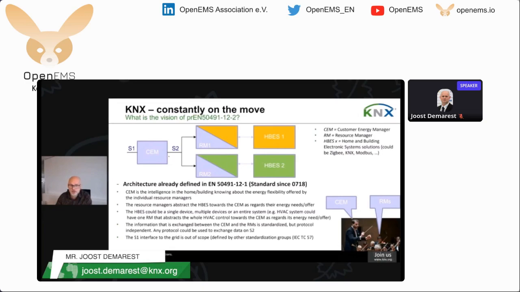The information that is exchanged between the resource managers and the CEM is standardized, but the protocol on which this information is transported is not standardized. So the S2 simply standardizes the information exchanged, not the protocol. The S1 interface, so the connection of the energy manager towards the grid, is not standardized, so it's not part of this standard 50491-12-2. This is out of scope because it is found that this interface is standardized by other groups in standardization than the group dealing with this 50491 series. This is CENELEC TC205.